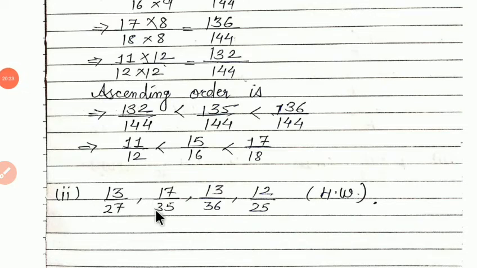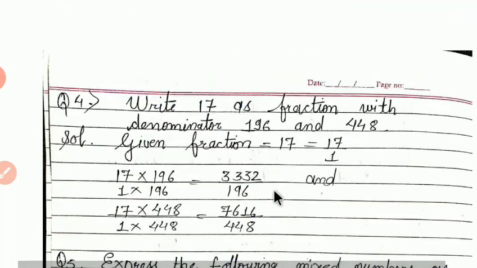Question number 2, 13 by 27, 17 by 35, 13 by 36 and 12 by 25. So for arranging in ascending order, first you have to take the LCM of 27, 35, 36 and 25. After taking the LCM, you have to make all the fractions with the same denominator and you have to arrange in ascending order. I hope you all know how to find the LCM.